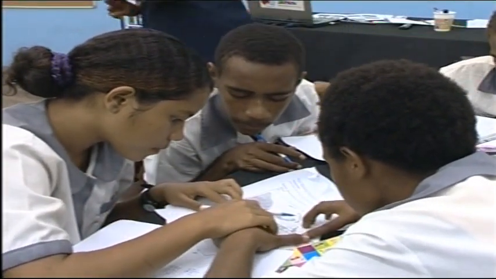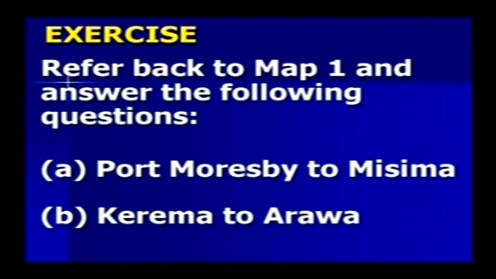All right, what must be to Arawa? You have to get the actual distance. On the map, what is the distance? How many centimeters, class? 6 centimeters. Do you agree with 6 centimeters?